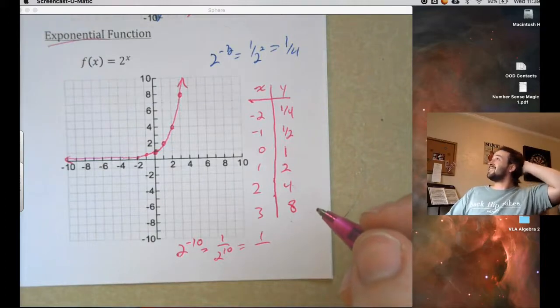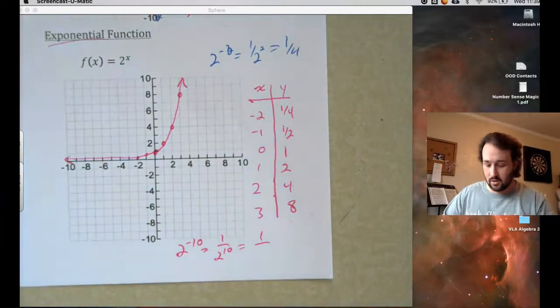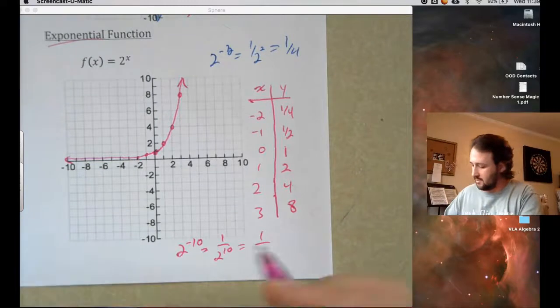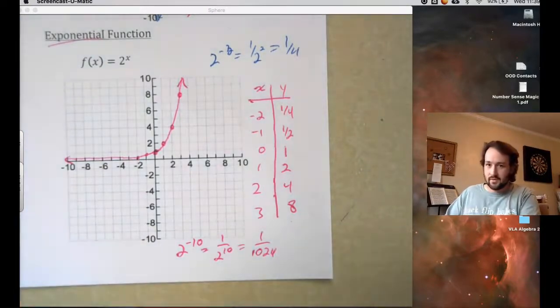Is that 512 or something like that? I don't know. I am curious now, though. Did I guess it right? No, I was close though. 1024. Because if you double 512, you get to the 9.